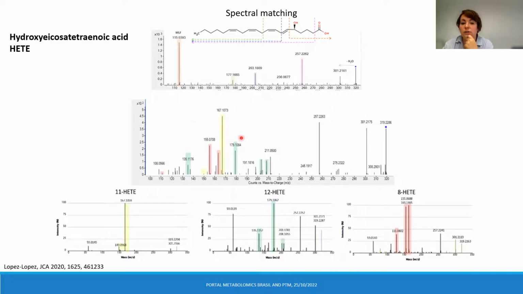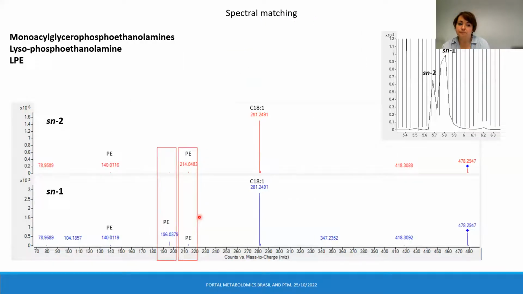And here, although I have a mixed spectrum, I can see that based on some characteristic fragments, I can determine which isoforms I have in this case.